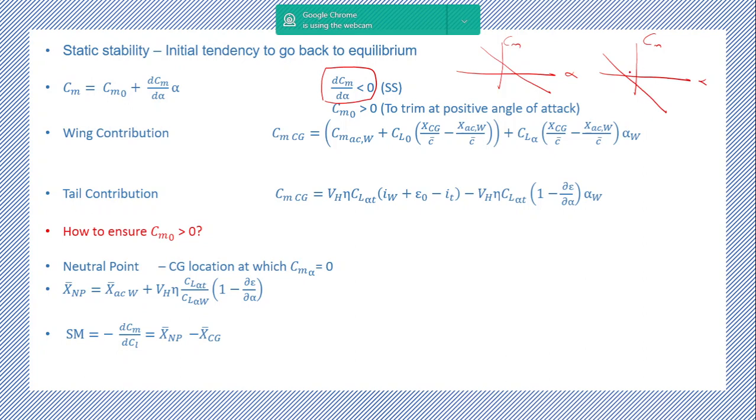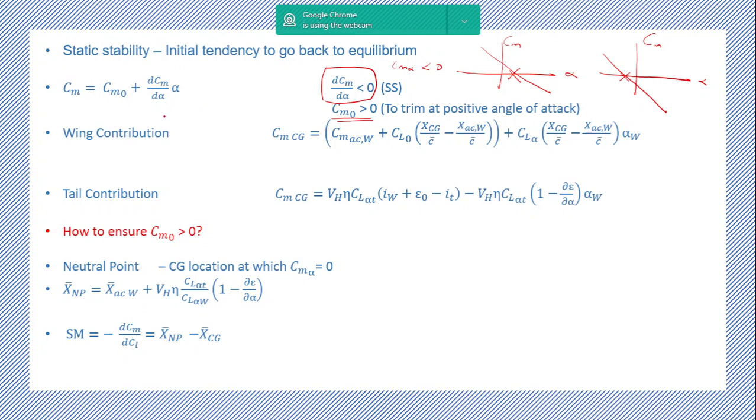So now if you have something like this, if Cm and alpha, this is still a stable aircraft, but the value of alpha at trim is negative. Here the value of alpha at trim is positive, which is what we desire. We wish to trim the aircraft at a positive angle of attack, which is why we need Cm naught to be greater than 0. So this is not a condition for static stability. The only condition for longitudinal static stability is Cm alpha should be less than 0.